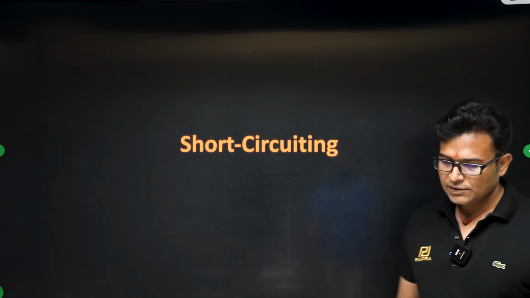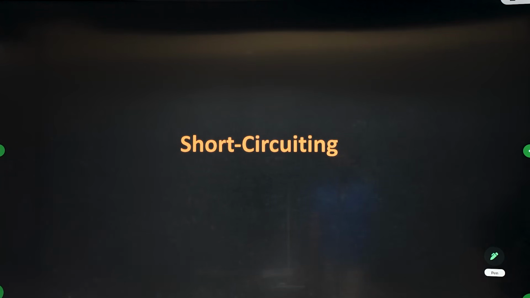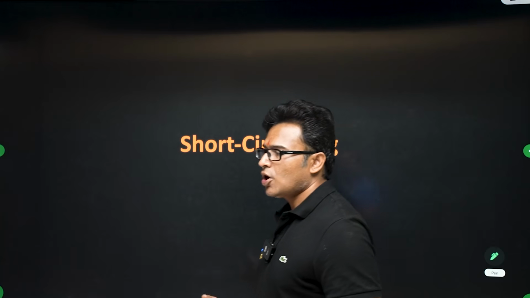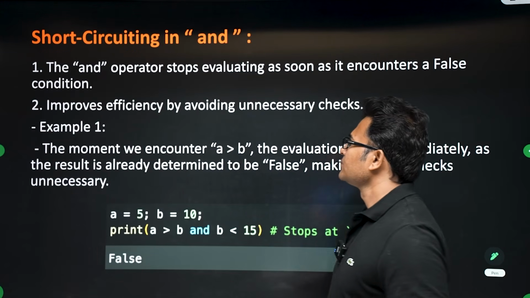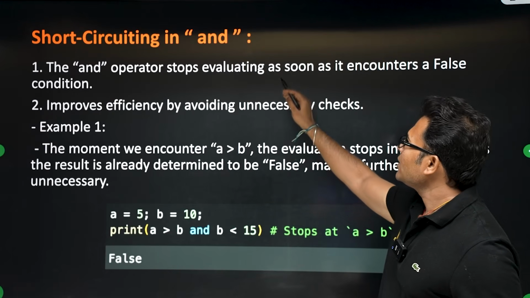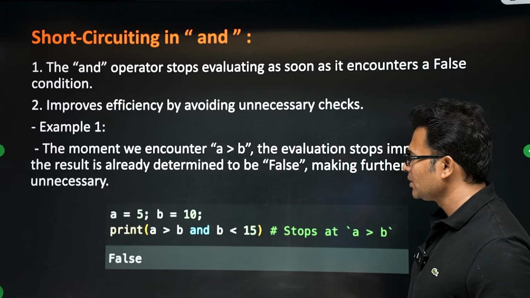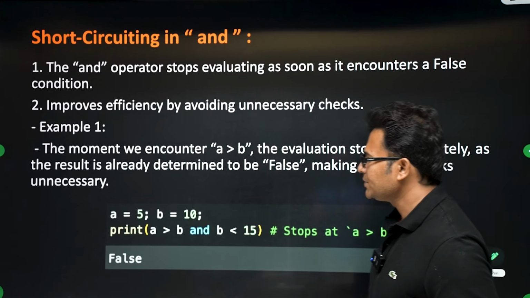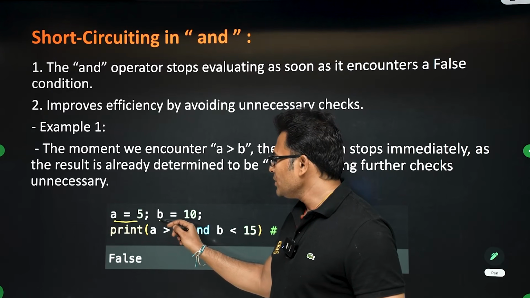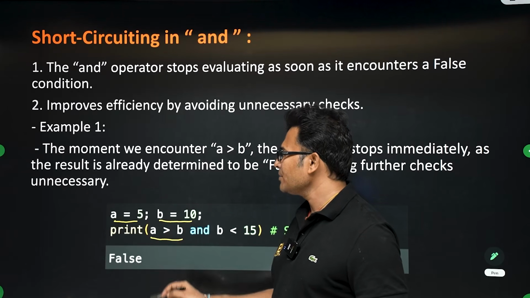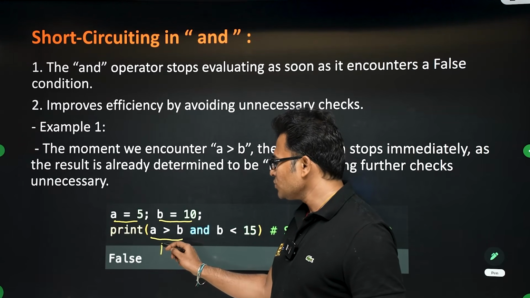Now there is something called short circuiting. What short circuiting is, you don't have to evaluate all the conditions. You can stop somewhere, right? I will show you examples. So the AND operator stops evaluating as soon as it encounters a false condition. Let us see this example. A equal to 5, B equal to 10. Is A greater than B? A is not greater than B, which means this one is false, right?